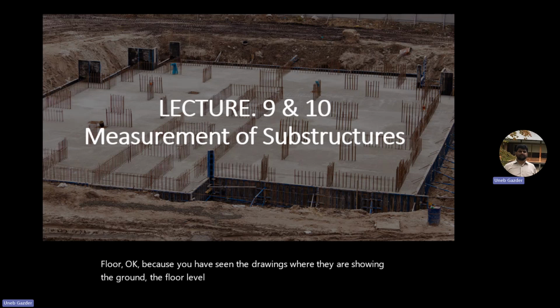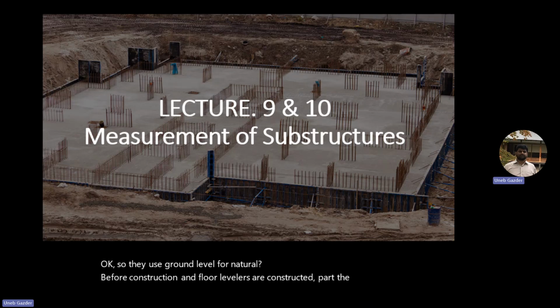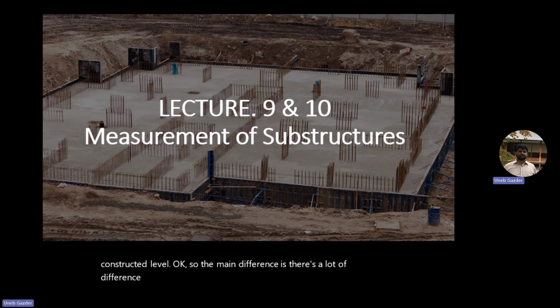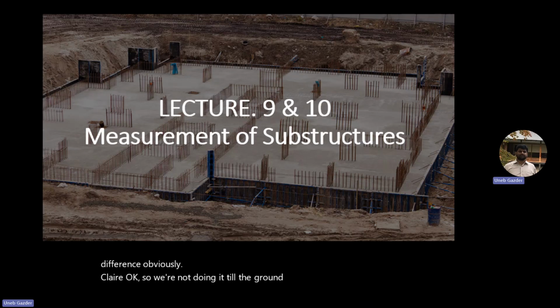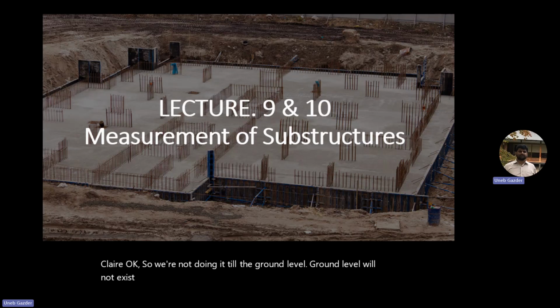And they are two different things. Okay. So they use ground level for natural before construction. And floor level is a constructed part, the constructed level. Okay. So the main difference is there's a lot of difference, obviously. Clear? Okay. So we are not doing it till the ground level. Ground level will not exist. Okay. We are doing it till the floor level.